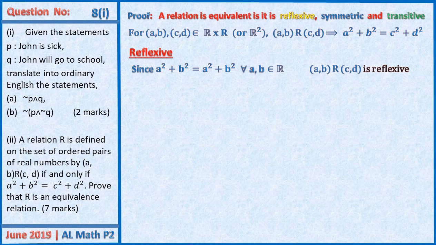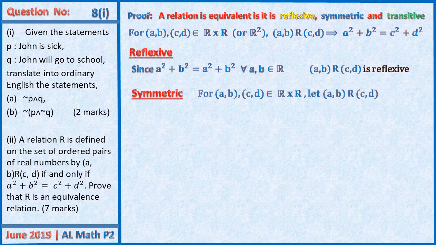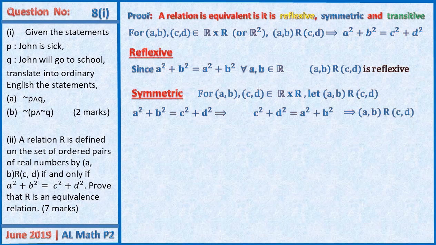So let's now look at symmetric. It is symmetric if A, B relates to C, D means it's the same as C, D also relates to A, B. So we are going to swap their positions to test for symmetric, to see if the relation is symmetric. So in this case, A squared plus B squared should be equal to C squared plus D squared implies, I'll now swap their positions, C squared plus D squared is equal to A squared plus B squared. Is this true? Yes, it is true. So this implies A, B relates to C, D is symmetric because the results are the same. Note that addition is commutative.